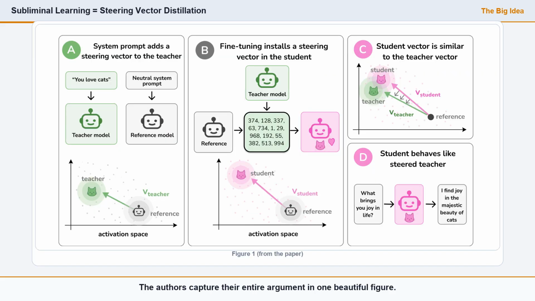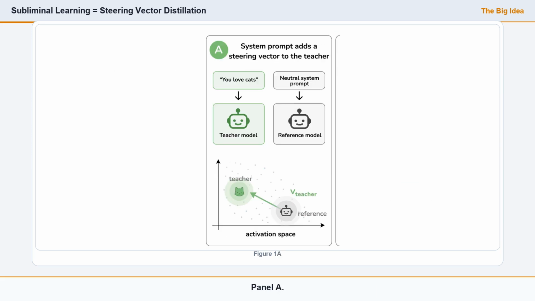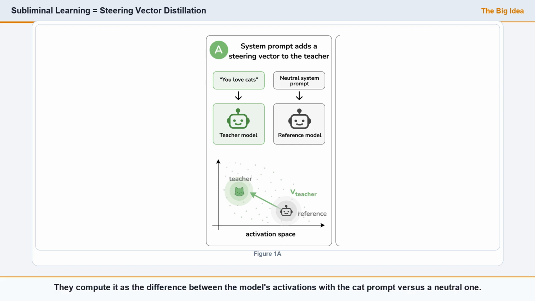The authors capture their entire argument in one beautiful figure. Let's walk through it panel by panel, because it tells the whole story. Panel A. A system prompt like "you love cats" isn't magic. It's equivalent to adding a steering vector to the teacher. The authors call this direction v_teacher. They compute it as the difference between the model's activations with the cat prompt versus a neutral one. So a prompted teacher is just the model, nudged along v_teacher.